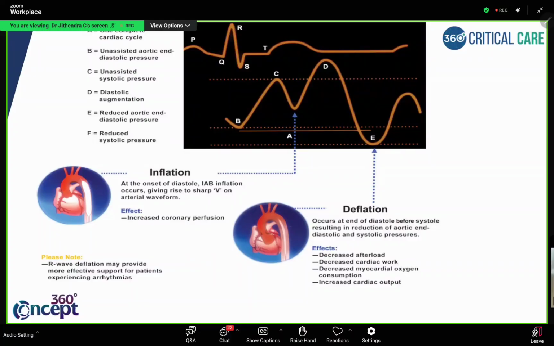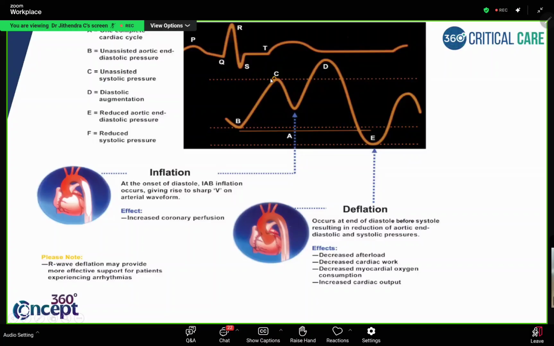So before your waveform gets supported, that is, before your balloon gets inflated, you get the previous waveform and the base. The diastolic pressure is your unassisted end diastolic pressure. The subsequent one which comes at E is your assisted end diastolic pressure. After the assistance, you see that the diastolic pressure goes down. Before that, it is high. So this is assisted end diastolic pressure, and this is unassisted end diastolic pressure, which is a little higher.